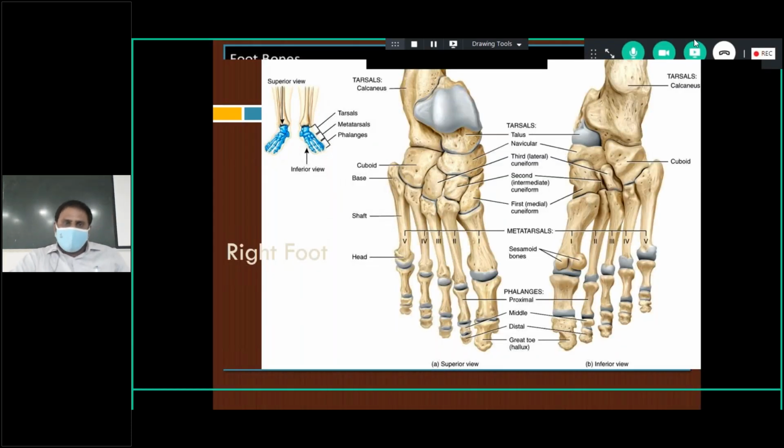And here is one mnemonic to easily remember the tarsal bones: Tall Centers Never Take Shots From Corners. T for talus, C for calcaneus, N for navicular, Take for third cuneiform, Shots for second cuneiform, From for first cuneiform, Corners for cuboid.